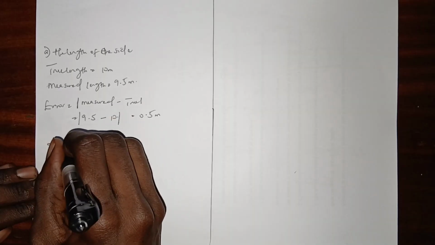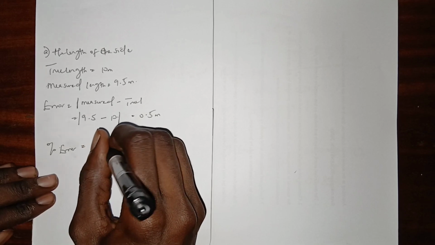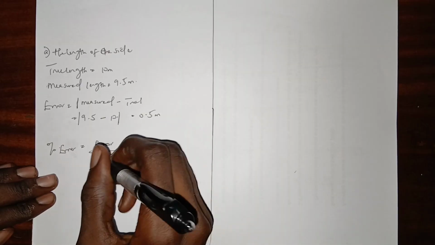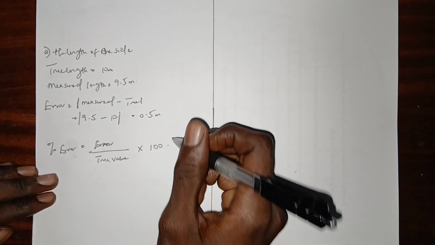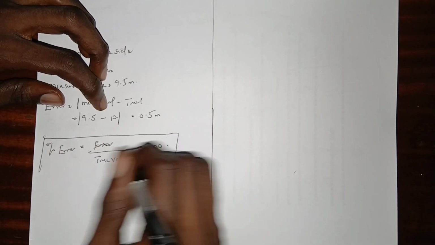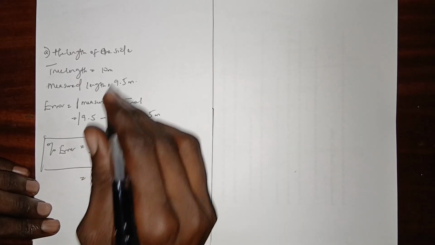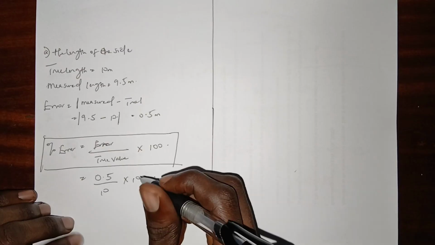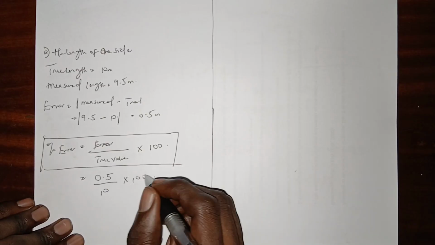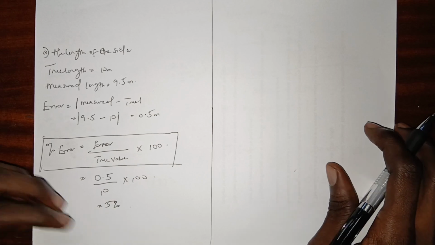So the percentage error now. The formula for our percentage error is the error, as gotten here, over the true value, times 100. So the error is 0.5 over 10 times 100. Cancelling, we get 5%. So that's just for the length of the side.